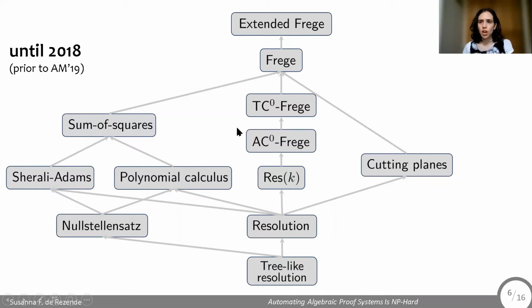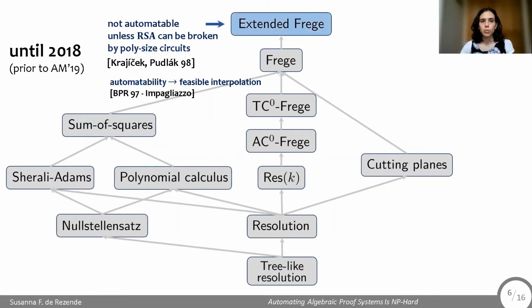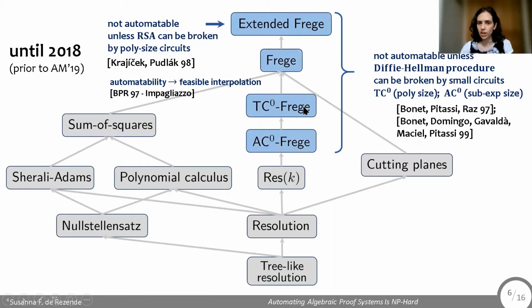And the first non-automatability result was proven by Krajíček and Pudlák, '98. They showed that extended Frege is not automatable unless RSA can be broken by polynomial size circuits. So this is a cryptographic assumption. This result was soon after extended also to Frege and TC0 Frege, and then using a stronger assumption to AC0 Frege. So the first non-automatability results were obtained for these stronger proof systems.